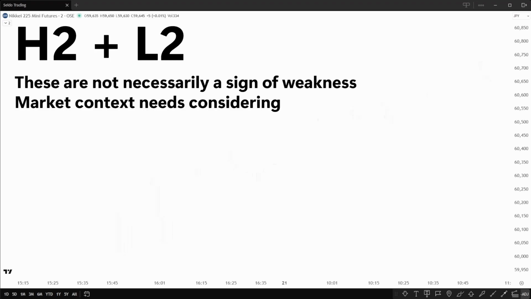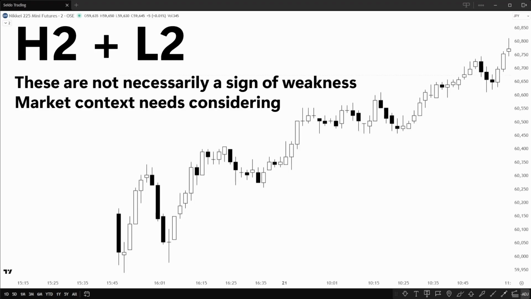An H2 is not a sign of weakness on its own, but it does tell traders something. The bulls needed 2 attempts. That's a different read to a market where every H1 is immediately pushing through the reference high. And the same applies for the bears. A second attempt to drive price lower after a second pullback is an L2.